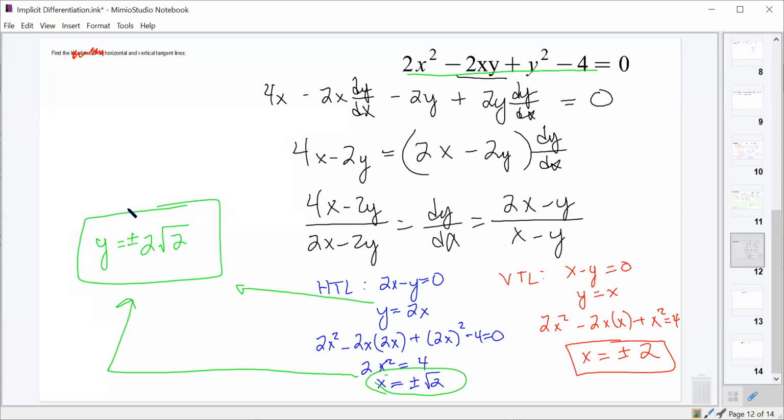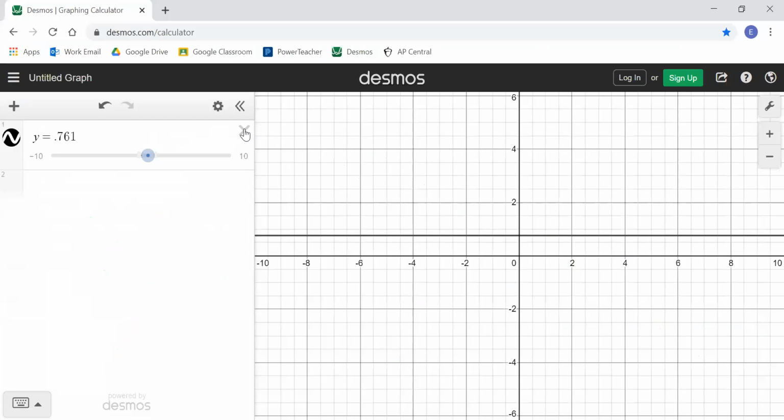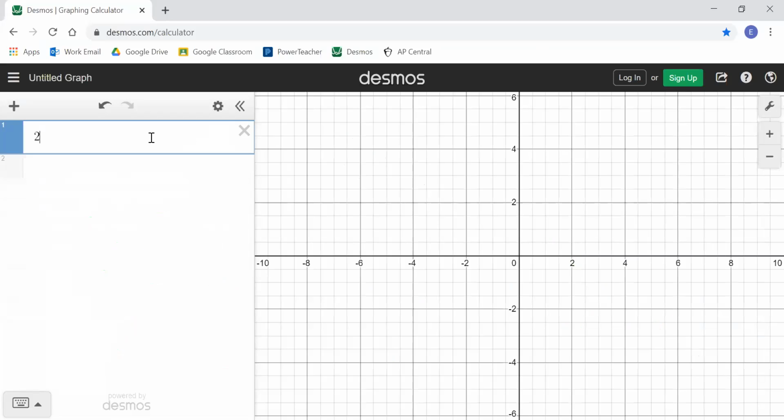Cool. Let's graph. Anybody know what this graph looks like? It is an ellipse. What was it? 2x squared minus 2xy plus y squared minus 4 equals 0. Yeah, just an ellipse turned on its side there, rotated on its axis a little bit.